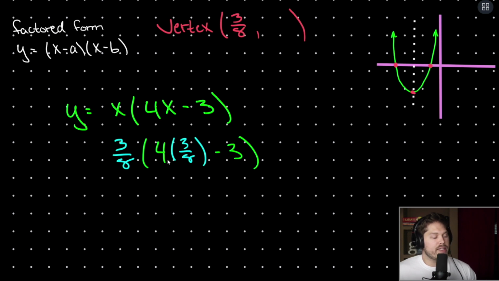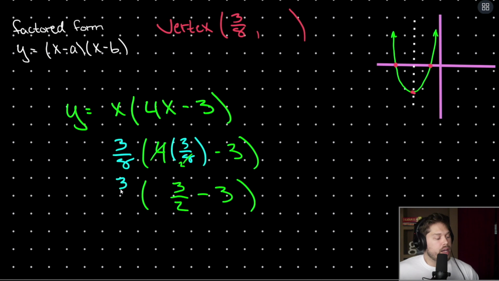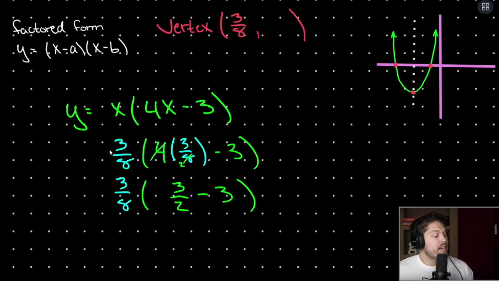So 4 times 3/8 is what value? Well, notice that your 4 and your 8 can simplify and leave you with 3/2. So in parentheses, we have 3/2 minus 3. And then this is all still multiplied by our 3/8 on the outside. So let's change the minus 3 to a minus 6/2, just so we can have the same denominator. The 3/2 minus the 6/2 is going to be a negative 3/2.